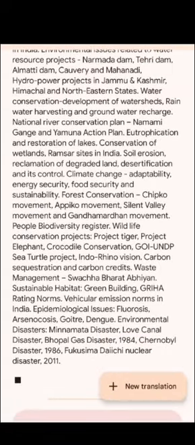Vehicular emission norms in India. Epidemiological issues, fluorosis, arsenicosis, goiter, dengue. Environmental disasters, Minamata disaster, Love Canal disaster, Bhopal gas disaster, 1984, Chernobyl disaster, 1986. Fukushima Daiichi nuclear disaster, 2011.